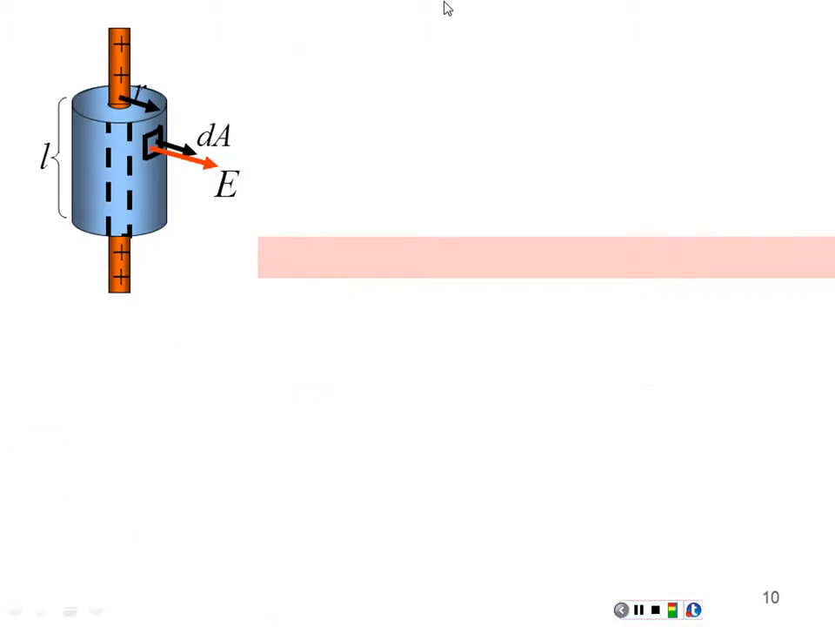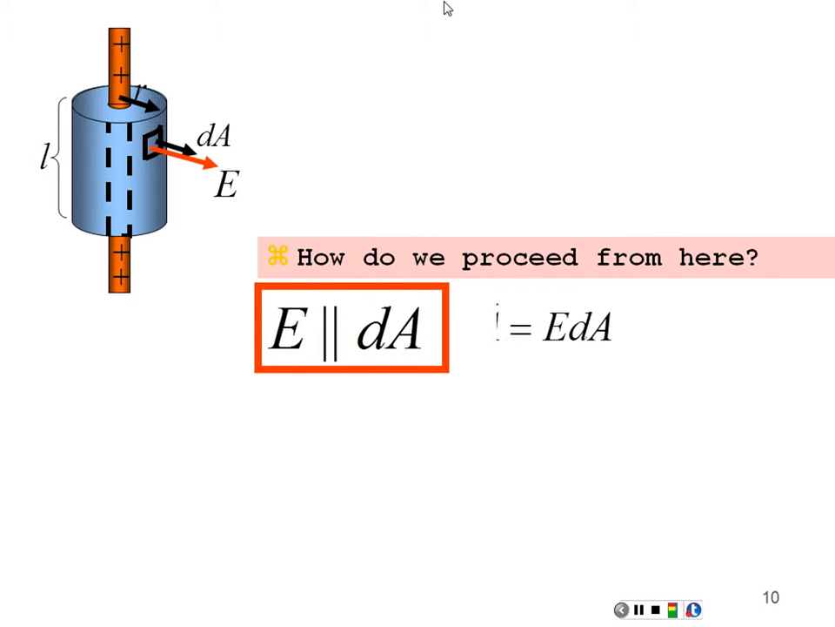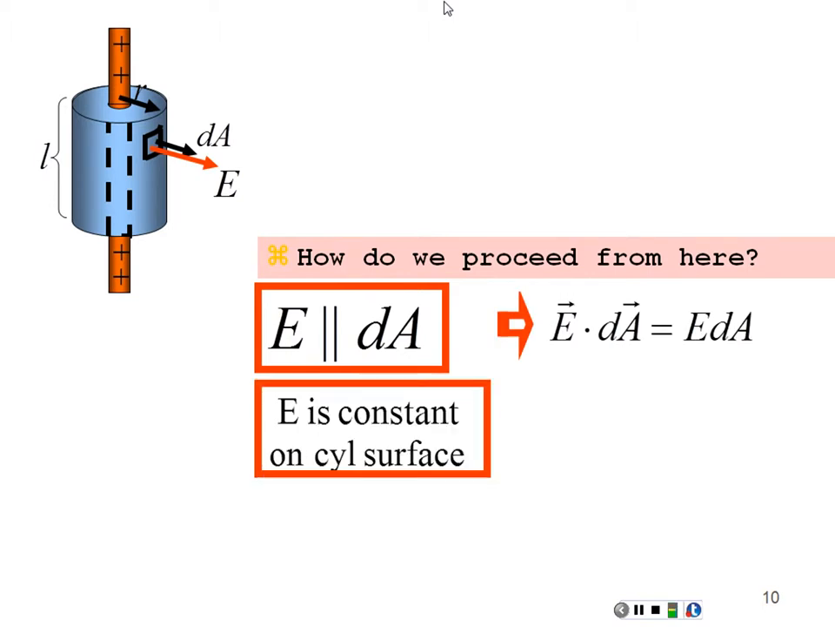So on the left-hand side of Gauss's law we have E parallel to dA, so E dot dA is equal to E dA. E is constant on the surface, so we can take that constant out of our integral, and we now have E integral dA. Now we just have to find the area through which that flux is going, and that's just the area of this can.